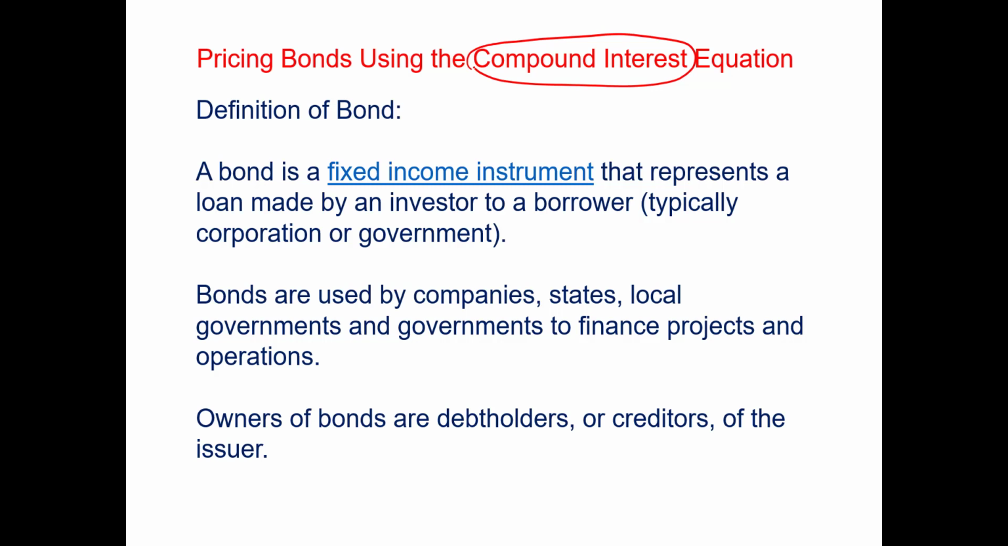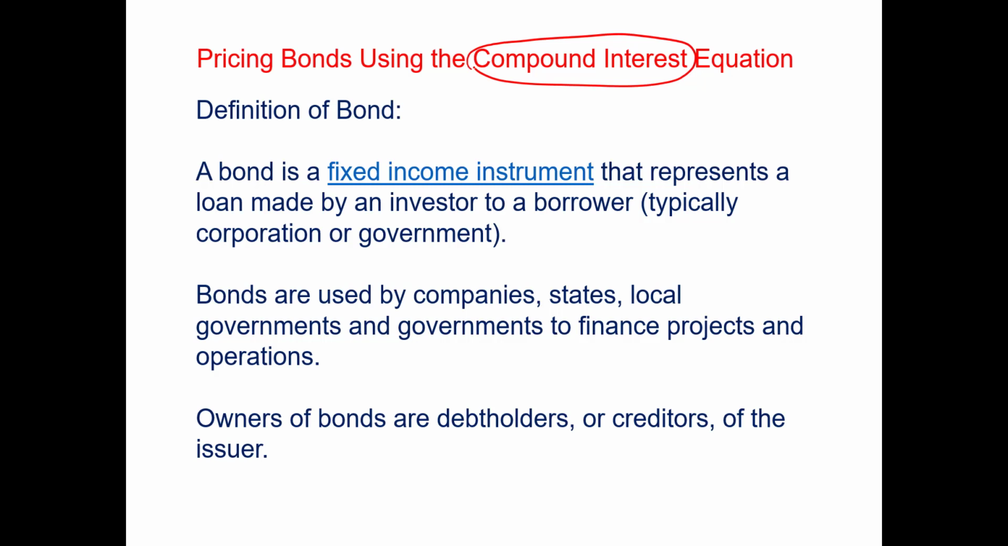The bond is a fixed income instrument that represents a loan made by an investor to a borrower. So basically, the investor lends money to companies or government agencies so they can fund projects. And typically, the investor lends money to either a corporation or government.